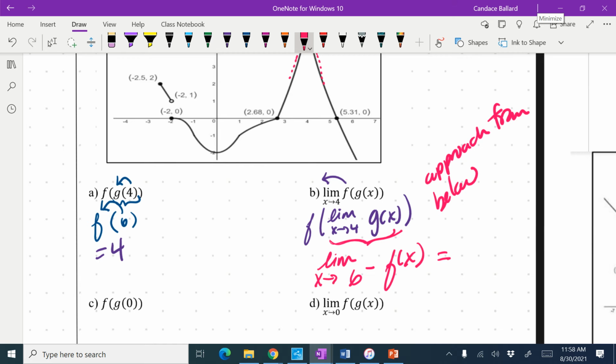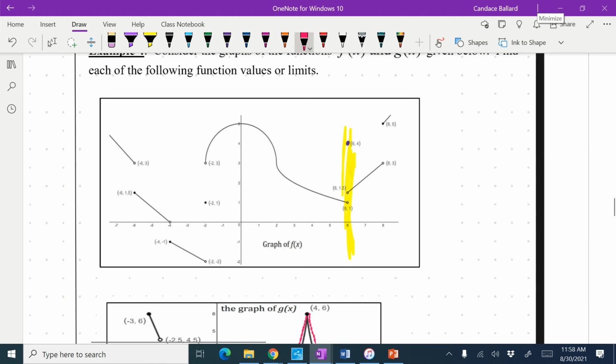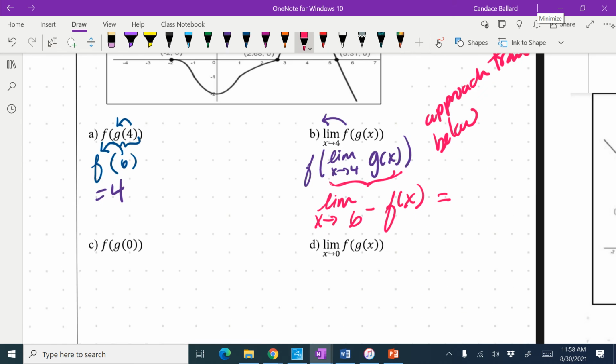Now it's not bad. I go to my outer function. I'm going to go to f of 6 from the left side. So f of 6 from the left side ends up being 1. Okay, and again, it doesn't have to be a solid dot. It can be an open dot. Okay.